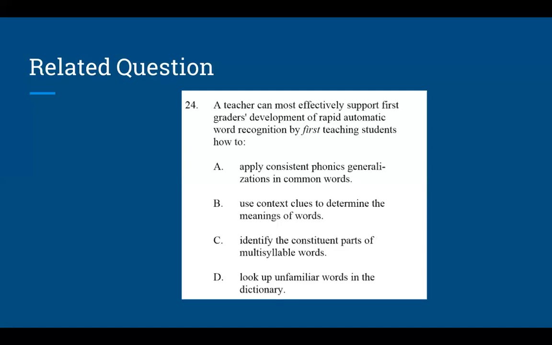Identify constituent parts of multisyllable words, and use context clues to determine the meanings of words. Again, those are possible strategies, but they are not the most rapid. Context clues, again, we're not talking about individual words. With first graders, we are talking about how they can recognize words. So using context clues to develop the meaning, we're not really focusing on that skill of them matching the letters, which is likely a type of skill that first graders are working on.